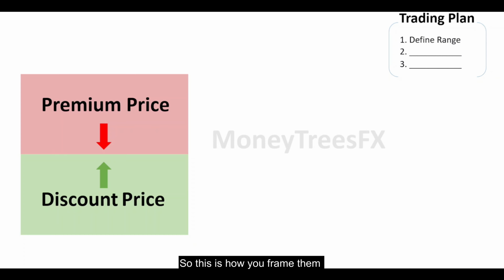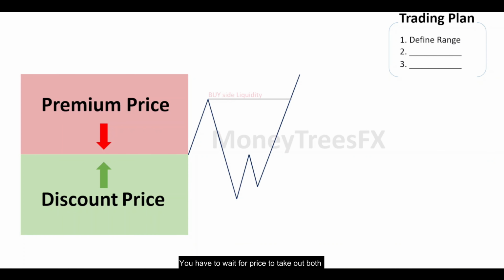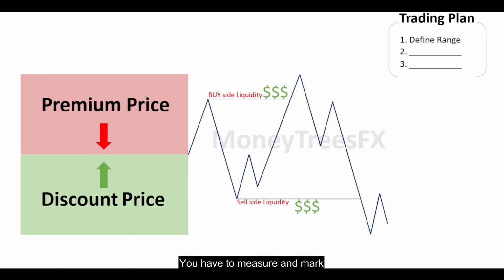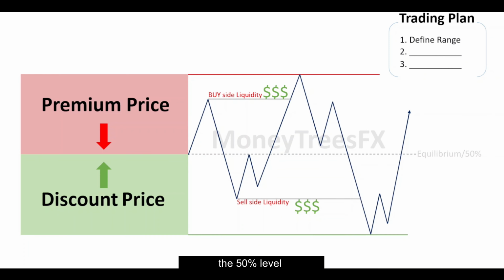So this is how you frame them. On your chart, you have to wait for price to take out both buy side and sell side liquidity. After that, you have to measure and mark the 50% level from the highest swing that was formed to the lowest swing that was formed after taking out sell side liquidity. You can use the Fibonacci tool to do that. So now you have defined ranges from premium to discount.